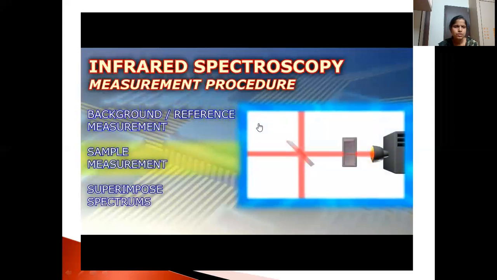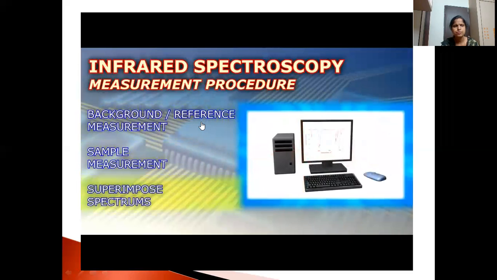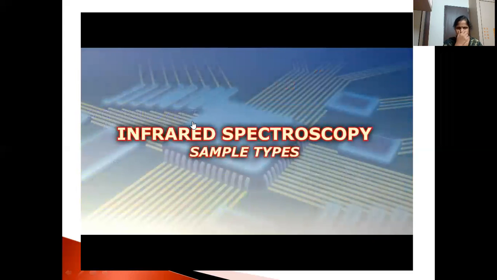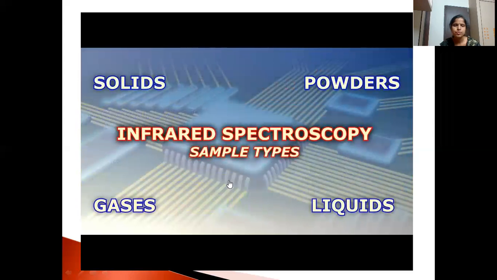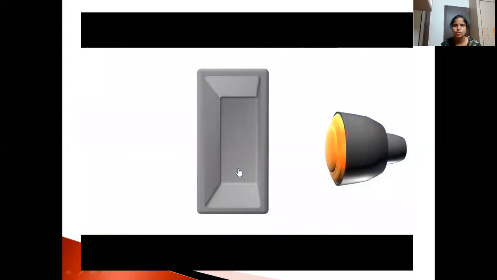Now we'll see how the spectrum is recorded. For a sample measurement, first we have to do the background or reference measurement, then the sample measurement, and after that superimpose the two spectra. So the background or reference measurement should be there. The first thing is to prepare the samples. What are the different types of sample preparation? We can have solids, liquids, gases, or powders.